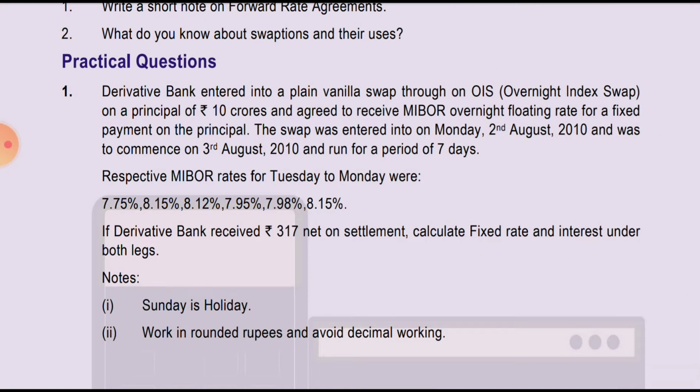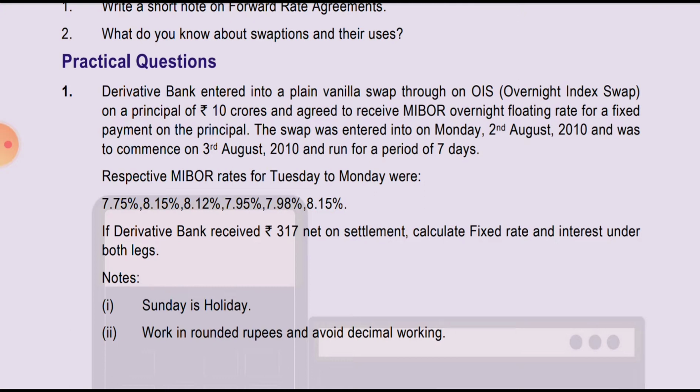Derivative bank entered into a plain vanilla swap on an OIS, that is overnight index swap, on a principal of 10 crore rupees and agreed to receive MIBOR overnight floating rate for a fixed payment on principal. So he is incurring fixed cost and receiving MIBOR. The swap was entered on Monday 2nd August 2010 and was to commence on 3rd August and run for a period of 7 days. Okay, so from 2nd August the interest will start per day.